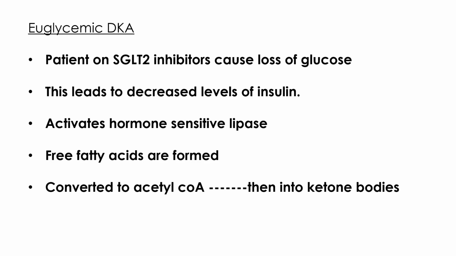These free fatty acids in the liver form acetyl-CoA, and acetyl-CoA requires oxaloacetate to perform the Krebs cycle, but oxaloacetate is not there because it enters gluconeogenesis. So excess acetyl-CoA is left over and it enters the liver mitochondria and forms ketone bodies.